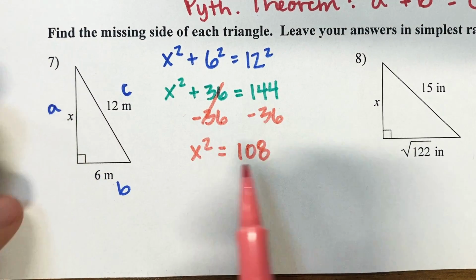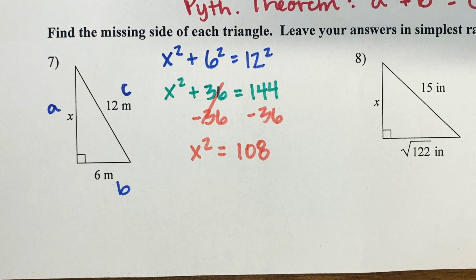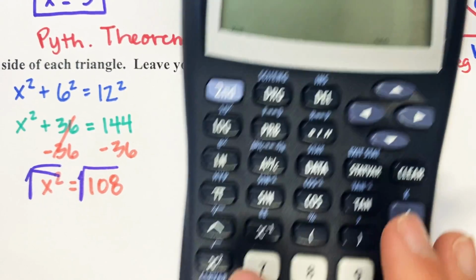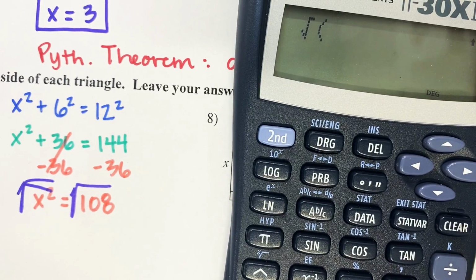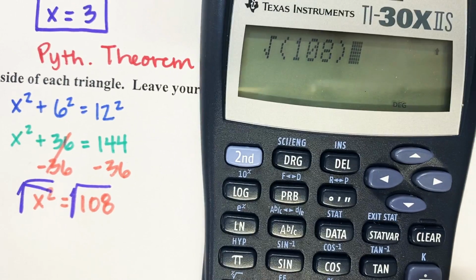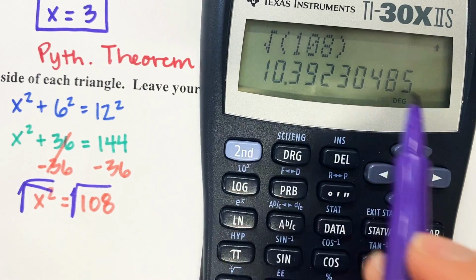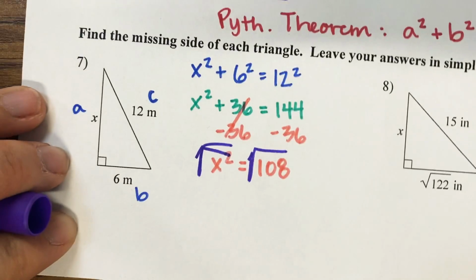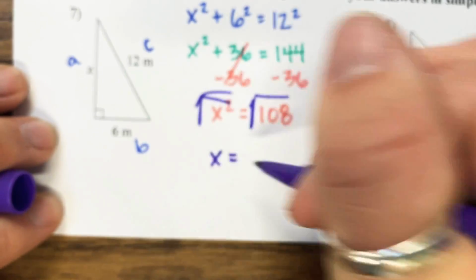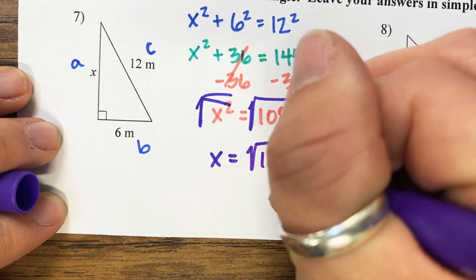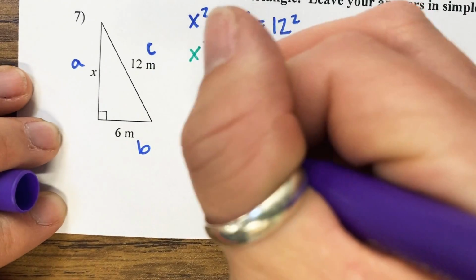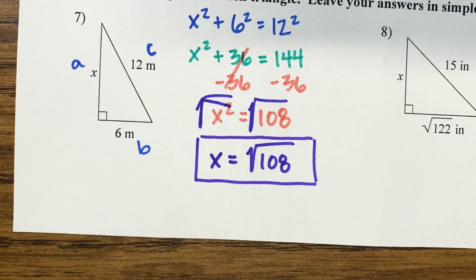Okay, now 108, I don't know if we can get a perfect square, because remember we have to square root it when we enter it in. Okay, so in your calculator, let's go ahead, second square root button, 108, and let's see if we get a nice pretty number. Nope, we get this huge long decimal. Okay, so instead of that huge long ugly decimal, we're actually just going to leave it in radical form. So x is equal to the square root of 108. And that's as pretty as it's going to get for number 7.